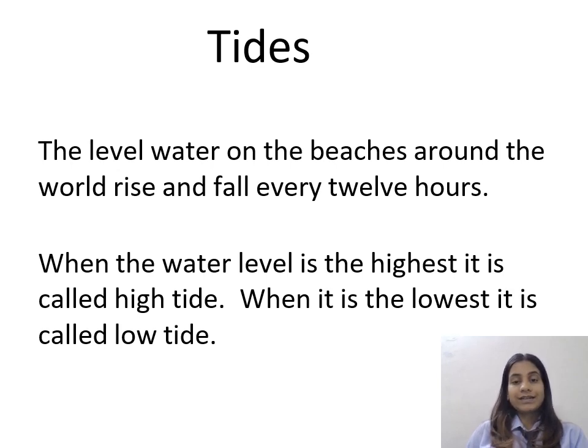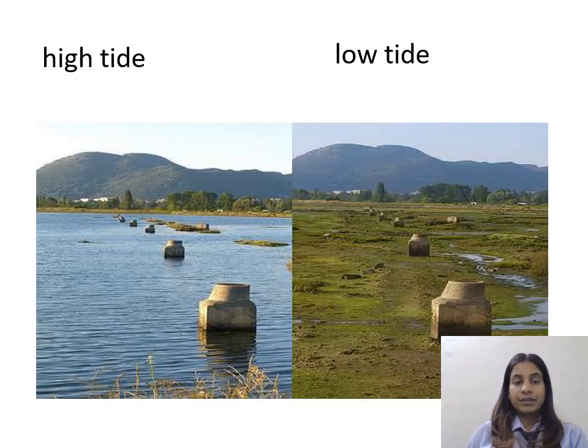When the water level is at the highest, it's called high tide. When it is at the lowest, it is called low tide. So in this picture, you can clearly differentiate between the high tide and low tide. The first picture denotes the high tide and the second picture denotes the low tide.